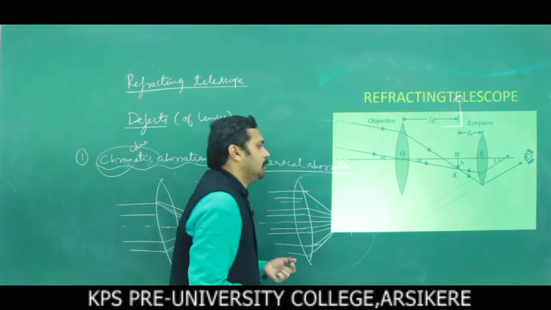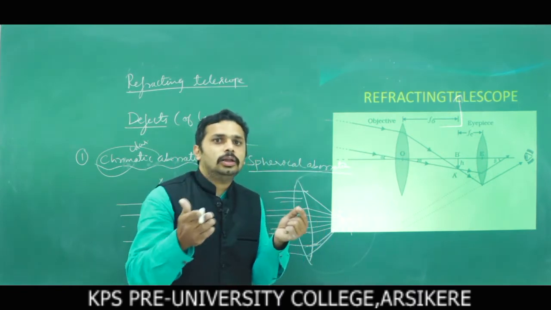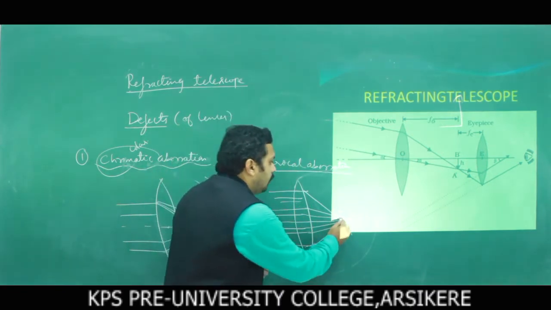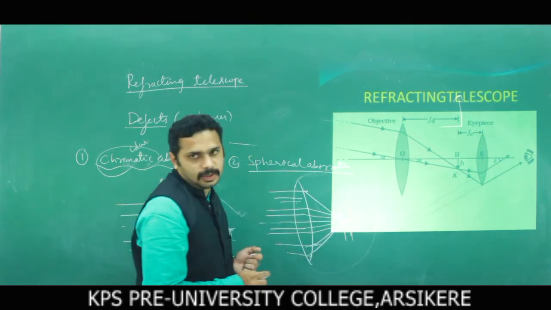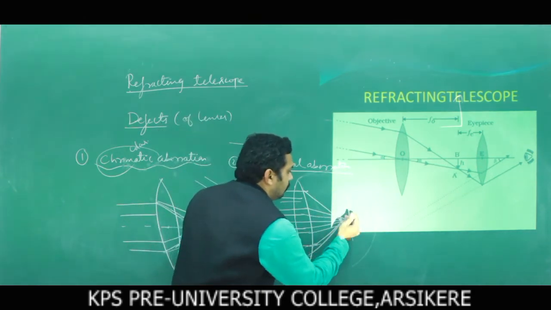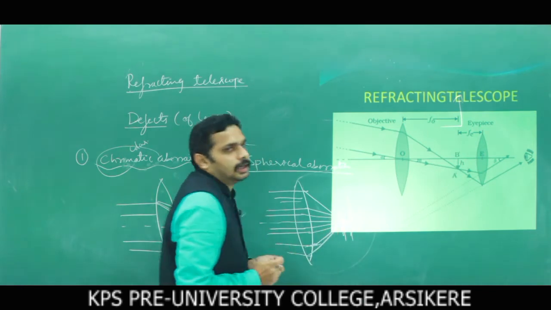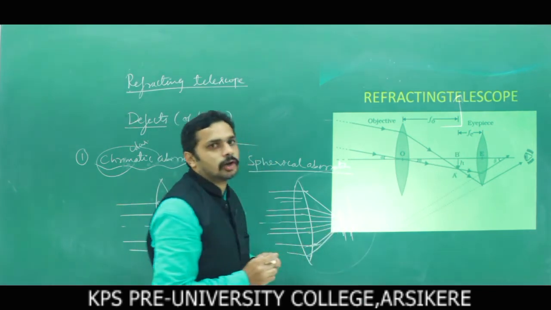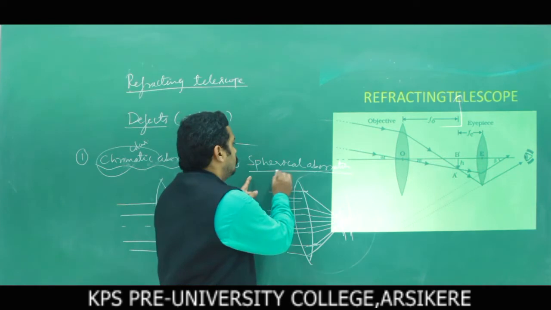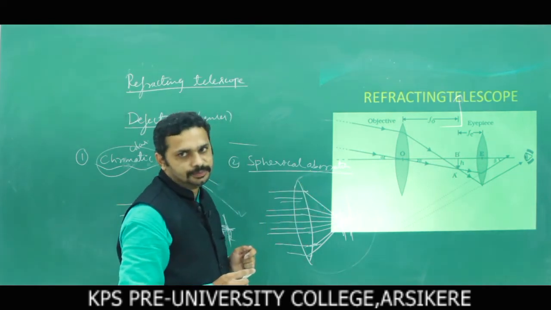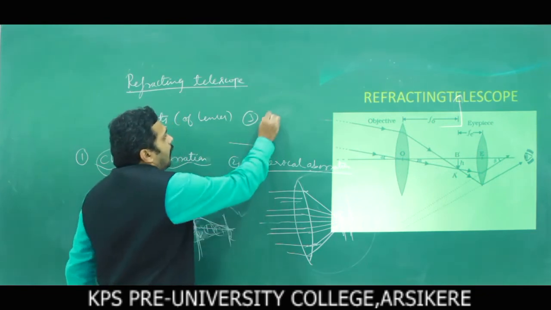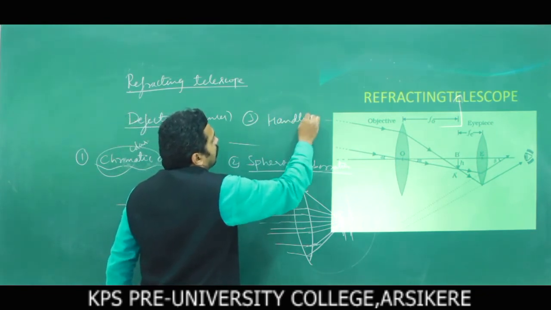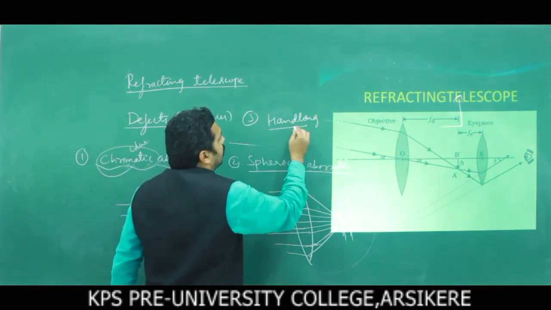Then there is no sharp image. For a sharp image, all the rays must meet at one point. Where do I place the screen, here or here? I cannot place it anywhere; if you place it here, it becomes blurred. If you place it here, blur. There is no sharp image because of spherical aberration. Next, the next type of defect is the handling effect, or handling defects.